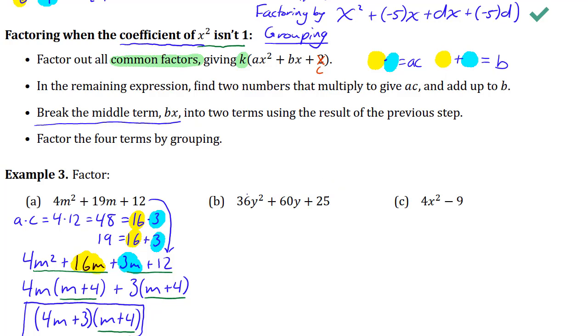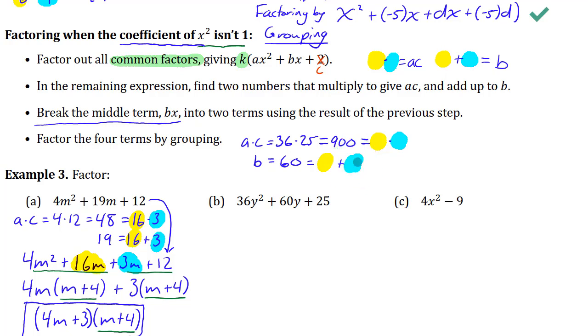So what we can do is the same process as before. I'm going to write the a times c over here. So a times c is 36 times 25, which is 900. We want to get that as the result of multiplying two numbers. And the b here is just 60. So we want to get 60 as the result of adding these two numbers.